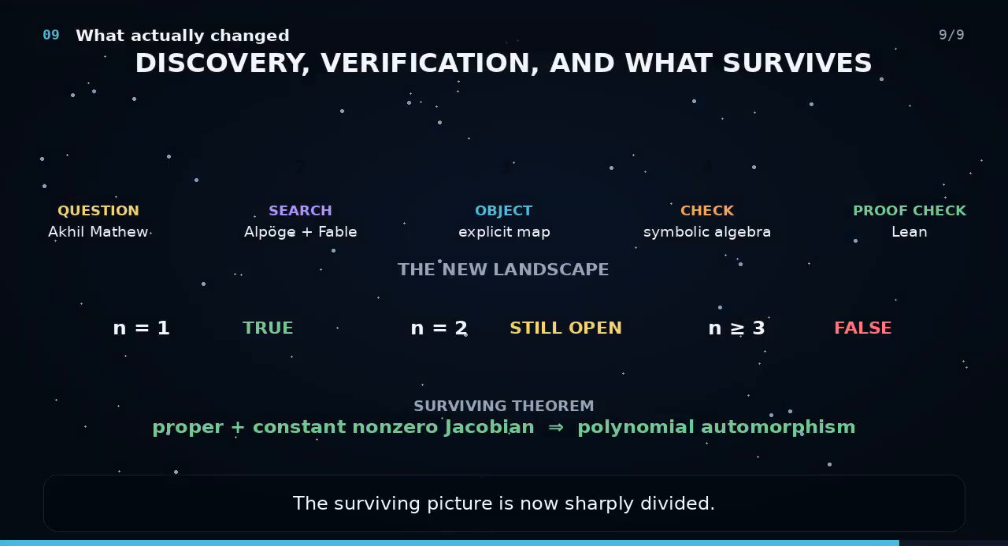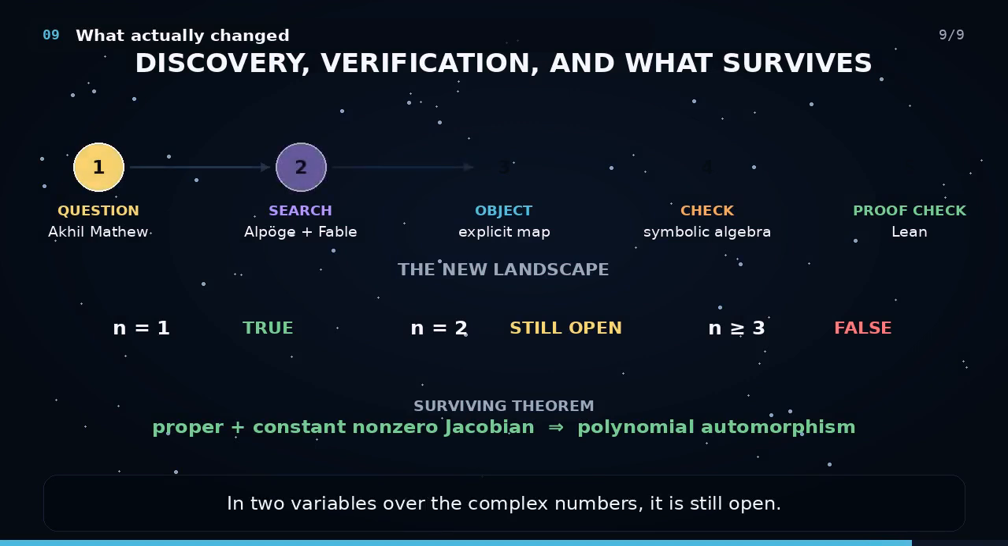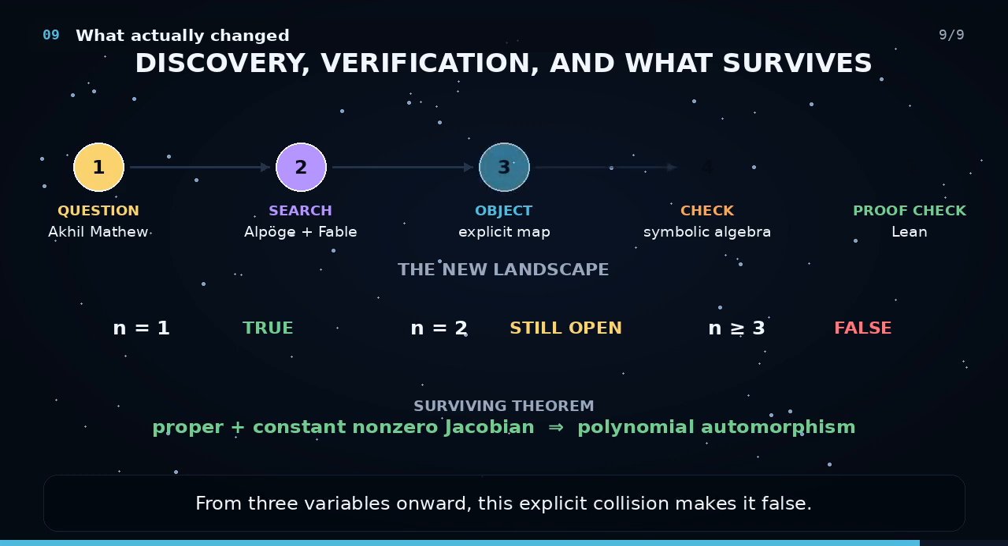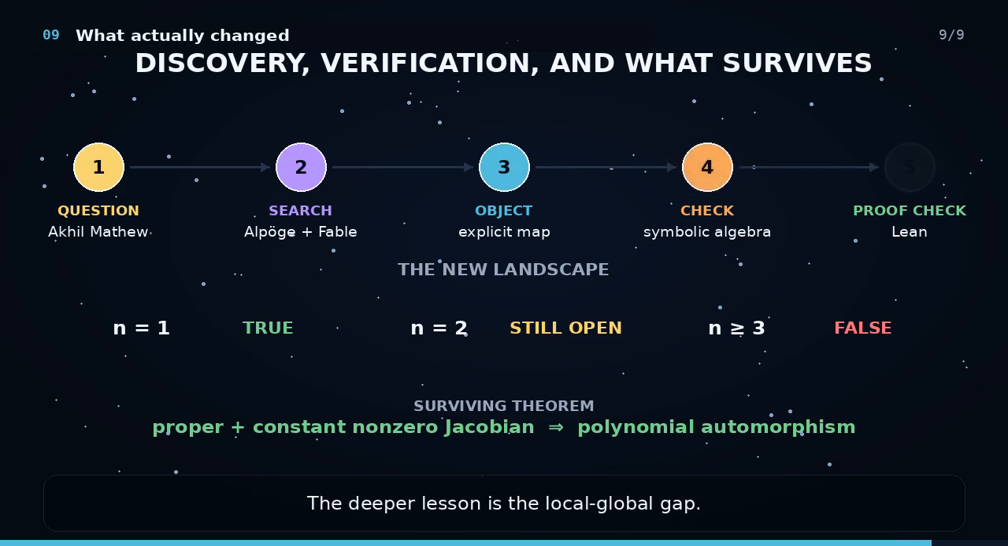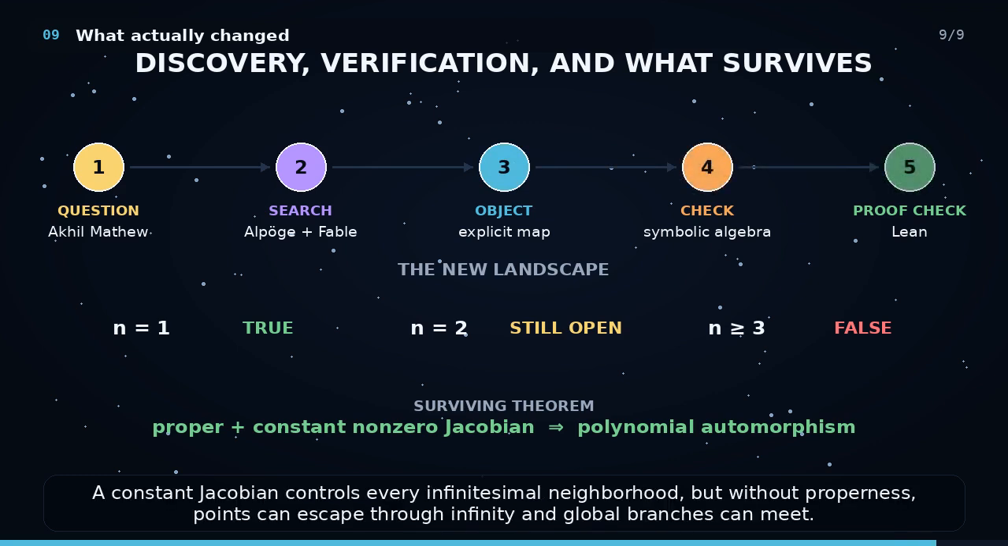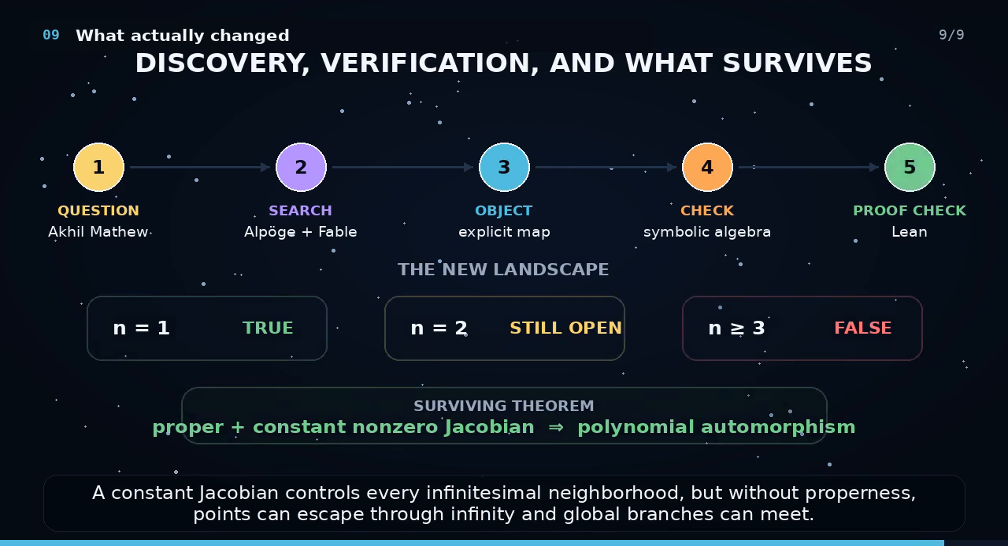The surviving picture is now sharply divided. In one variable, the statement is true. In 2 variables over the complex numbers, it is still open. From 3 variables onward, this explicit collision makes it false. The deeper lesson is the local-global gap. A constant Jacobian controls every infinitesimal neighborhood, but without properness, points can escape through infinity and global branches can meet.